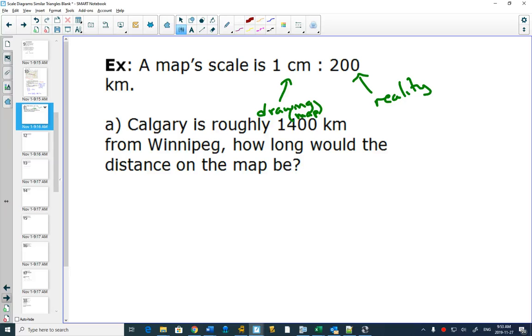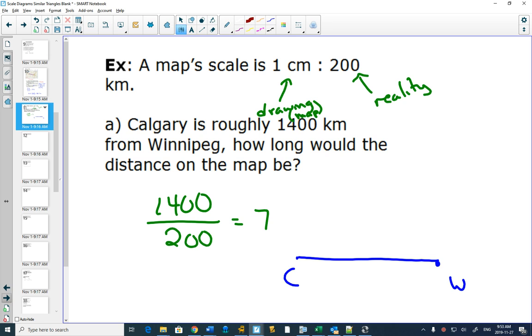Well, every 200 kilometers on the map is 1 centimeter. So if we go 1,400 kilometers, how many 200 kilometers is that? So if we take 1,400 divided by 200, we get 7. So we would go 200 kilometers 7 times on the map. Does that make sense? So you've got Winnipeg here, Calgary here, and you go 200 once, 200 twice, 200 three times, 4 times, 5 times, 6 times, 7 times.